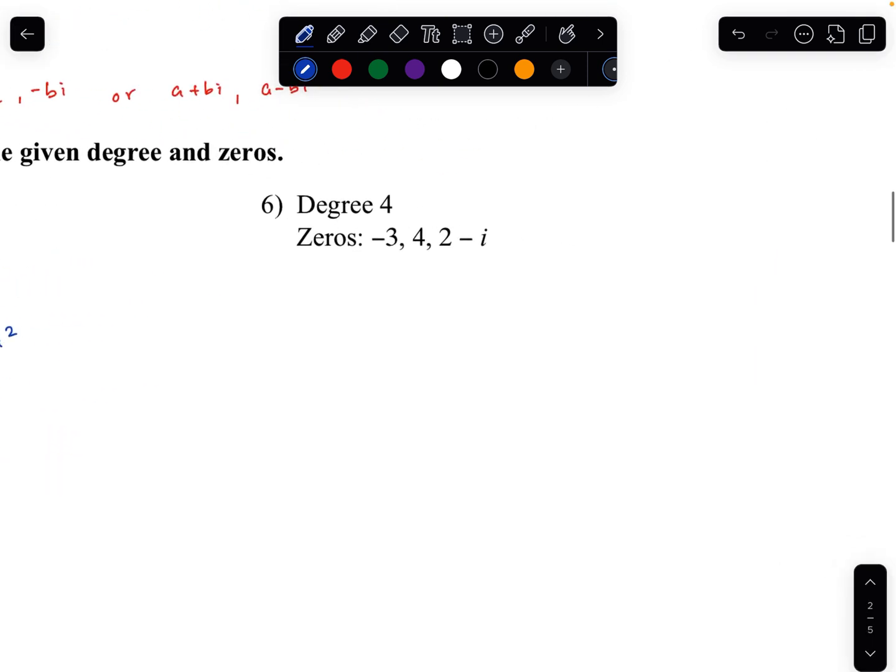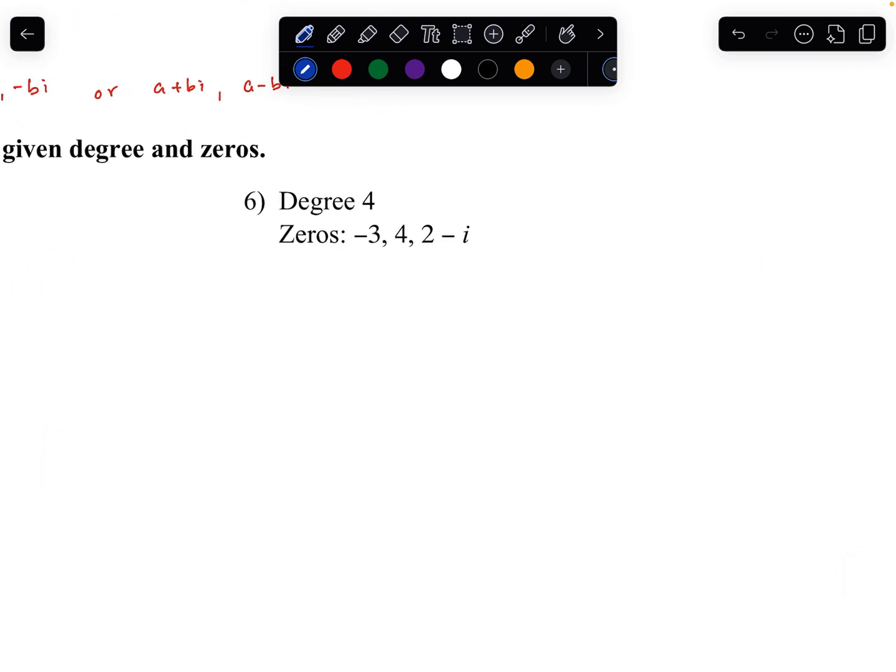Okay, similarly, we have 3 zeros given to us, but we want to write a degree 4 polynomial. They give us one imaginary zero. So since we know how imaginary zeros work, we can also say that 2 plus i, which is the conjugate to this zero, is also a zero. And now we need to write them as factors.